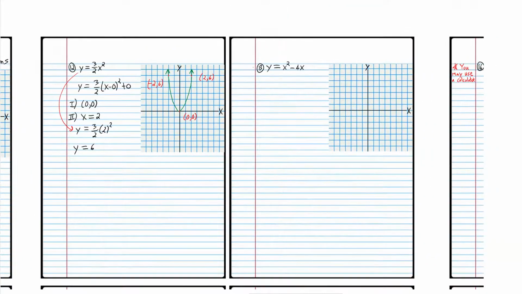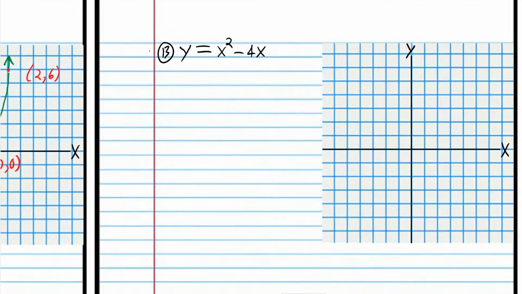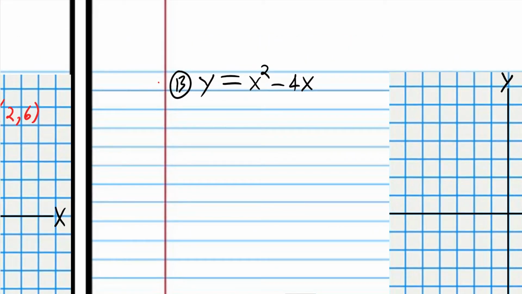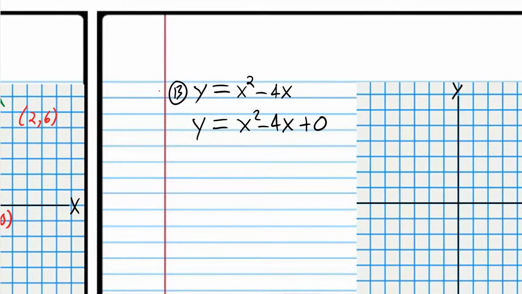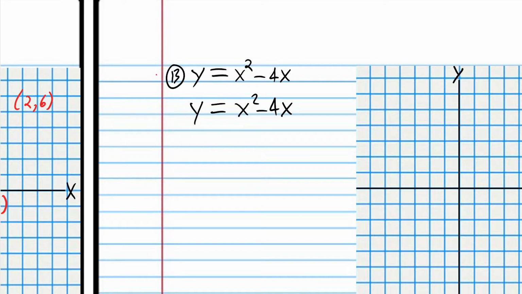All right, on to number 13. Now number 13 is just another special case, and if you interpret this as standard form, then you have y is equal to x squared minus 4x plus 0 for c. C would be 0. So the only difference is that the c value is 0. So that's one way we can do it, is interpret it as standard form. I guess I'll just leave that.